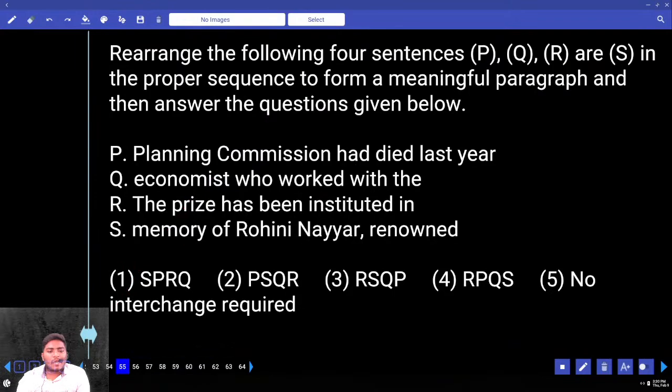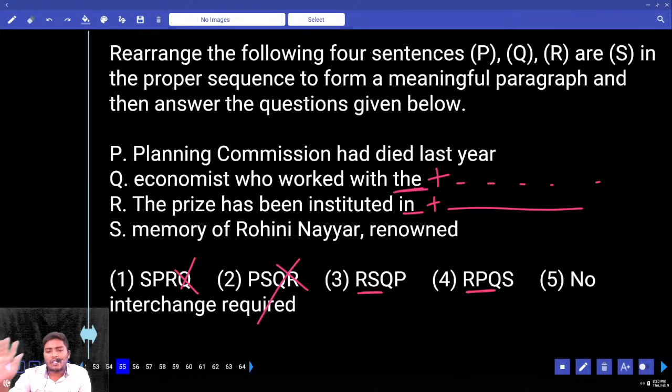How many options cannot be used at the end? Q is ending with "the." After that we need continuation, right? So we cannot use Q, eliminate 1. Next one, look at R. R cannot be used at the ending, we need continuation. So eliminate 2. Now your answer must be 3 or 4. 3 is starting with R, 4 is also starting with R.